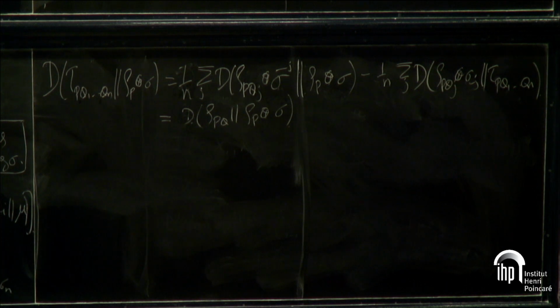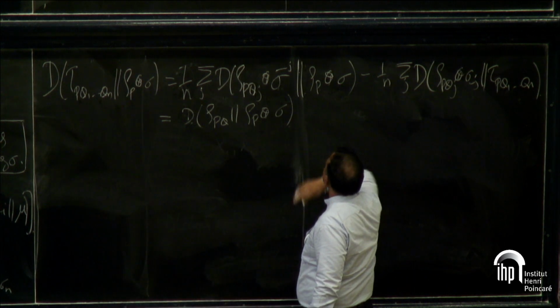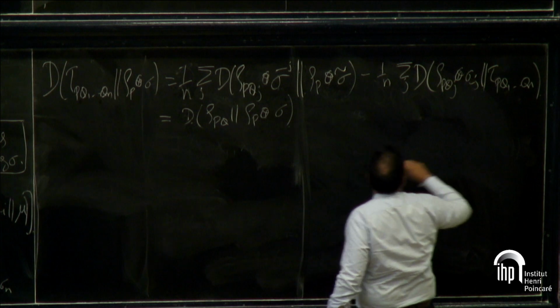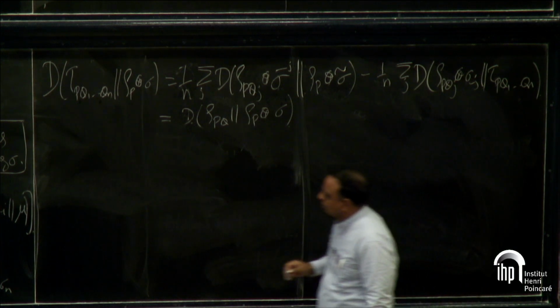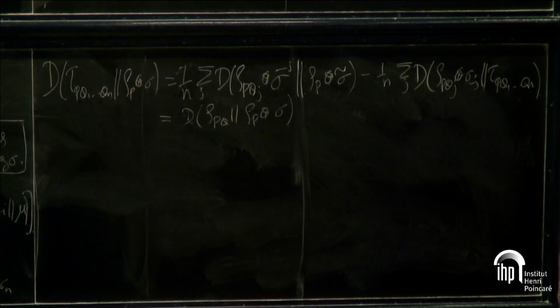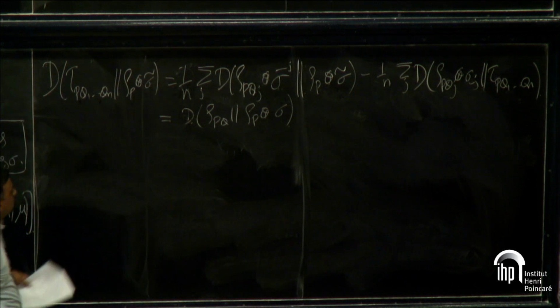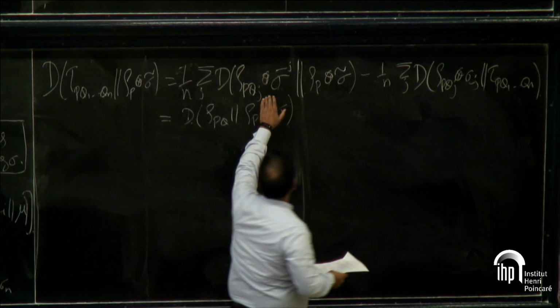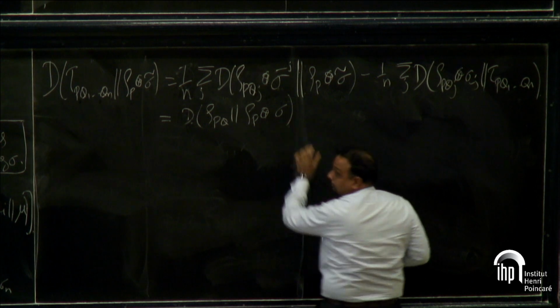What should I say here? This is sigma. Let me call it sigma tilde, which is the bigger one. And just a single copy of sigma is your starting point. Yeah, that's true. Okay, so for every j, it's simply D of rho_{PQ} with rho_P tensored sigma.